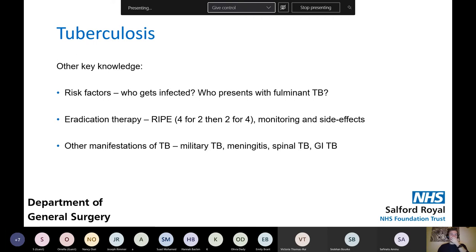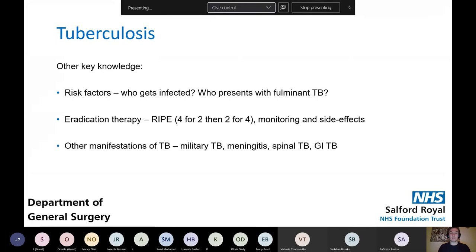So again, TB is a common topic. It is very, very common worldwide, and is less common in the UK, but is still a significant burden of disease in inner city areas where you've got a high population density and first and second generation immigrant populations. TB is something that you will need to know about.